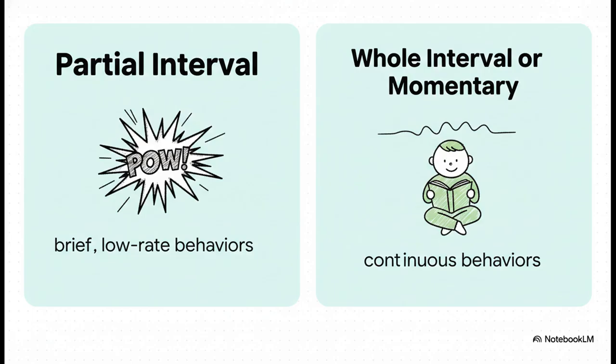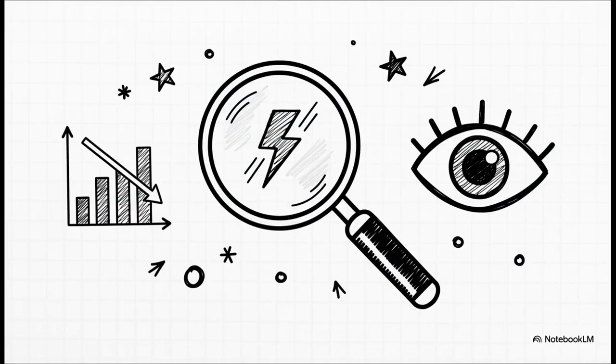If you're dealing with something quick or that doesn't happen very often, like a hit or a curse word, you're going to lean towards partial interval. But if you're measuring something that's more continuous, like a student being on task, then you're probably going to look at whole interval or momentary time sampling. So let's dig into that a little bit.